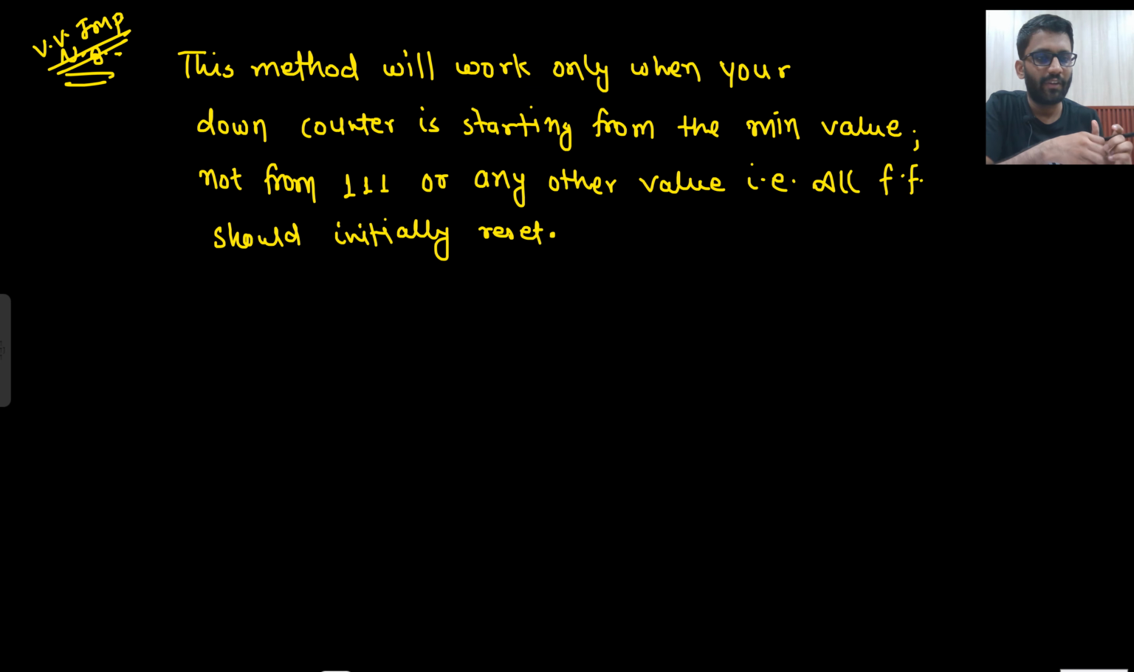When will this method work? In case of an up counter, what is expected? You are counting up, so you are expected to go from the least value to the maximum. So it will certainly work only if it starts from the minimum value, which is 0, 0, 0. If it is starting from any other value, then it will not work.